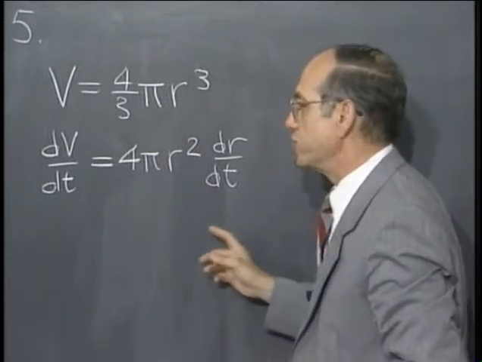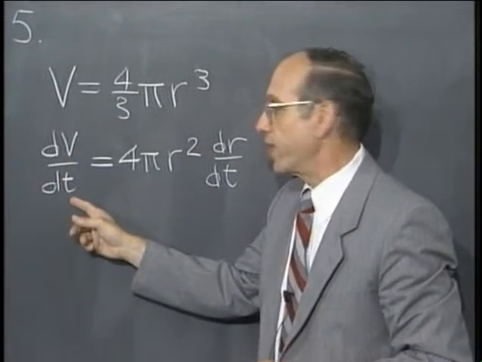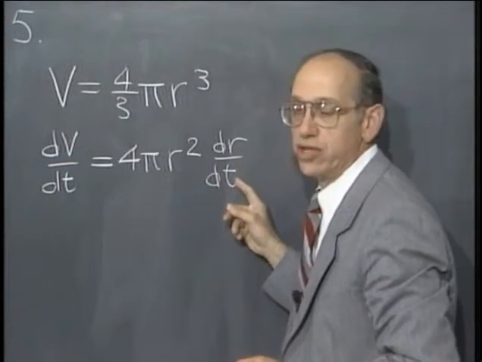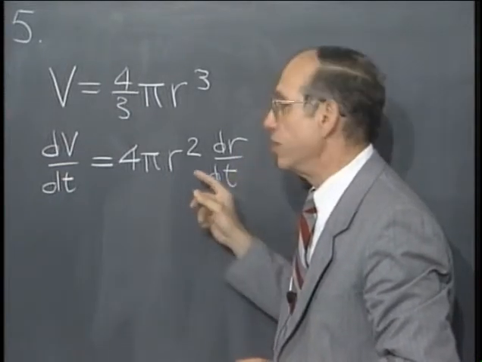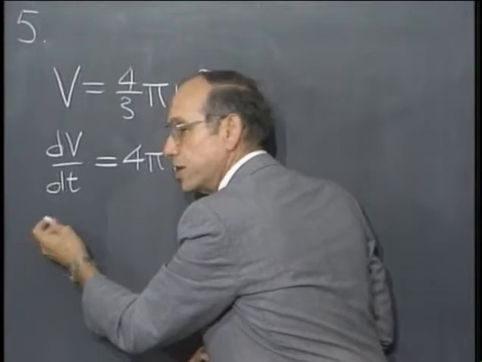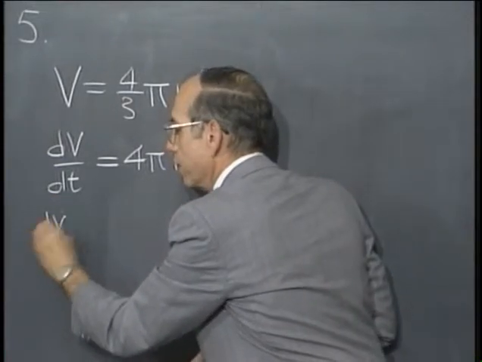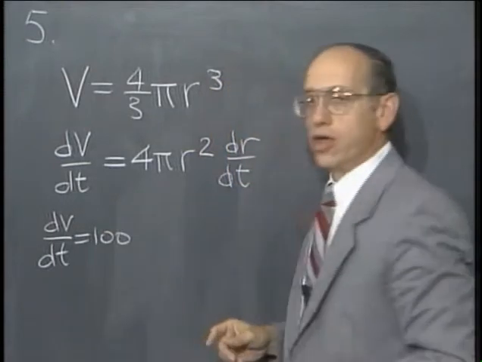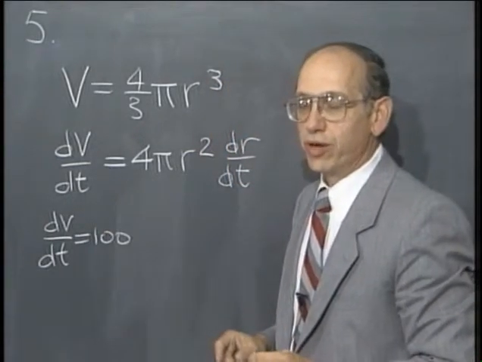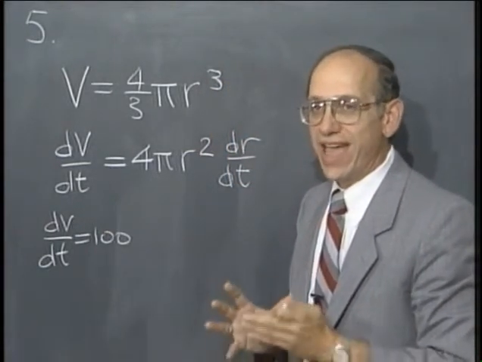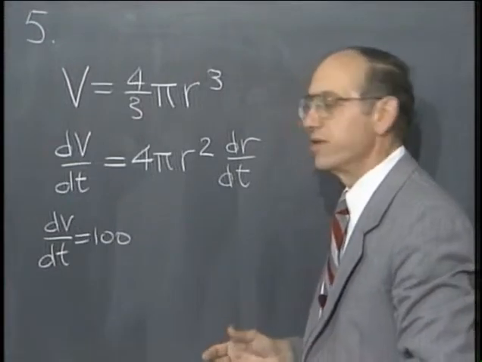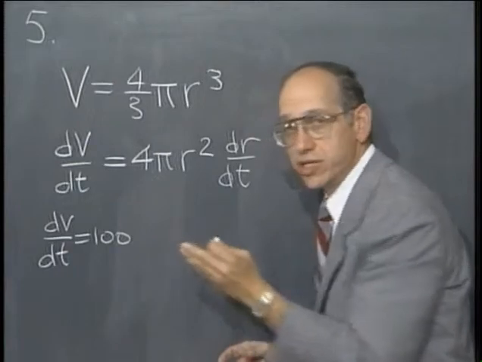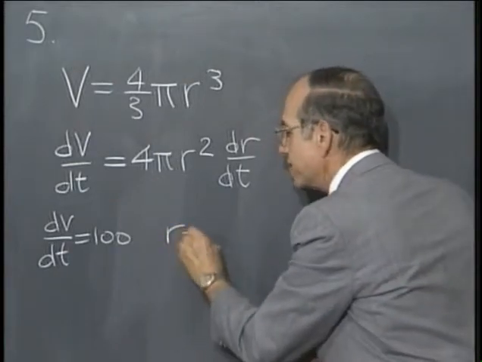Now we have a relationship between the rate of change of volume, the radius r, and the rate of change of r, dr/dt. We know that dV/dt is given to be 100. The radius, well, they're a little sneaky here. We're told that the diameter is 20 centimeters. The diameter is twice the radius. So since the diameter is 20 centimeters, the radius is 10 centimeters.